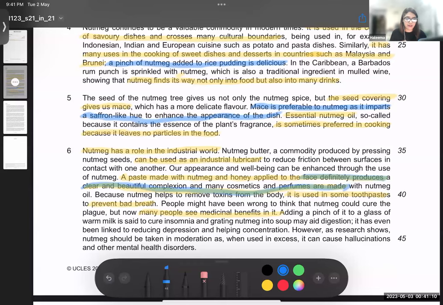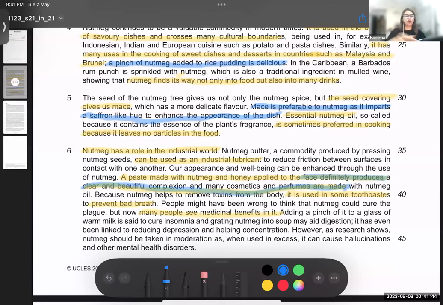You're right, in paragraph five, because it imparts a saffron-like hue, that is the opinion in paragraph five. So in paragraph four, a pinch of nutmeg added to rice pudding is delicious, that's opinion one. Opinion two is mace is preferable to nutmeg as it imparts a saffron-like hue. This is the second opinion. The third opinion is how a paste of nutmeg is used for a clear and beautiful complexion. Now again, that is an opinion. It's not something that everyone does. It's not a hard and fast rule. It's not a fact. It's an opinion by the author.